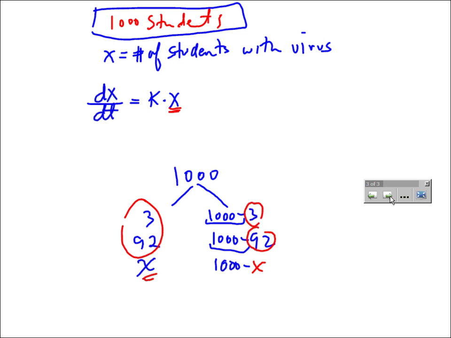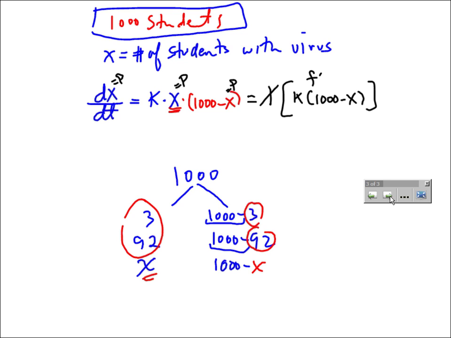It's proportional to the number of students that do have the virus and the number of students that do not have the virus. Now, we need to write this like we had before. The only big difference is before we had p instead of x's. I'm going to write the x first, and then everything else will be not f of p, but f of x. It's going to be k times 1,000 minus x. This here is f of x.